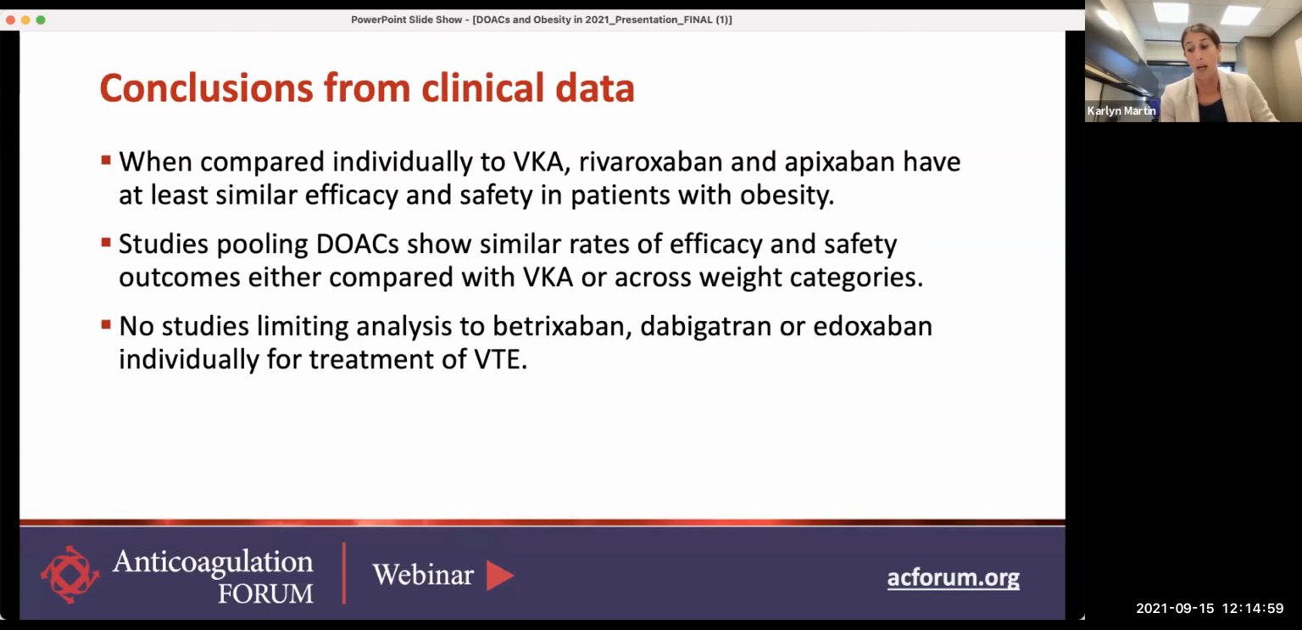So our conclusions were that when compared individually to vitamin K antagonists, rivaroxaban and apixaban have at least similar efficacy and safety in patients with obesity. The studies that pool DOACs similarly have similar rates of efficacy and safety across weight categories, but there were no studies that limited the analysis to betrixaban, dabigatran, or edoxaban individually for treatment of VTE.